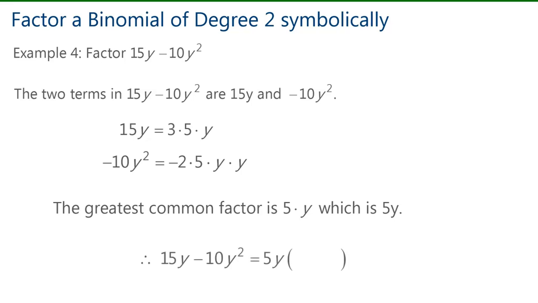Now we can write 15y subtract 10y squared with our common factor of 5y, and in the set of brackets, let's figure out what goes in there. It would be a 3, and then for the second term, it would be a negative 2 times y, which is negative 2y. So 15y subtract 10y squared is fully factored as 5y outside of 3 subtract 2y.